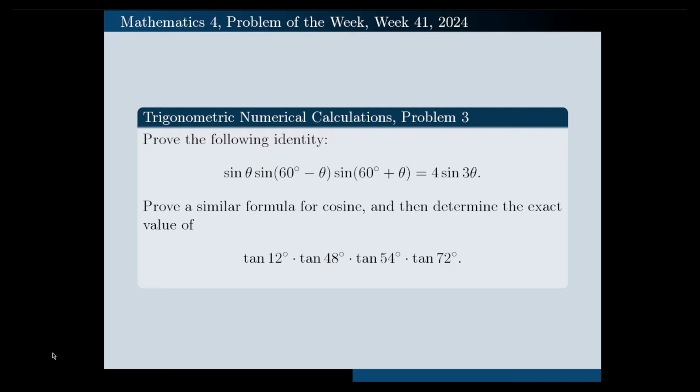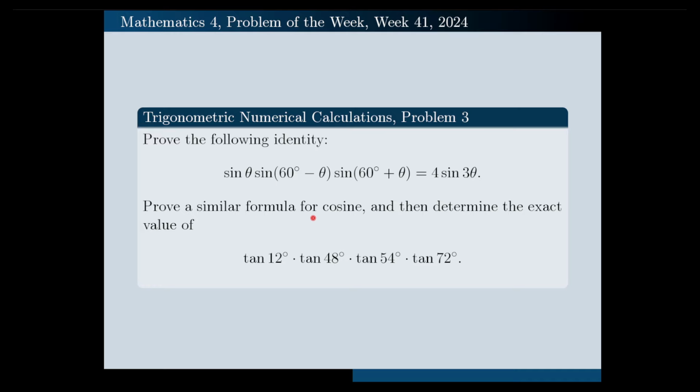Hello, in this video I'm going to solve the following problem for you, which is a problem on the topic of trigonometric numerical calculations. Prove the following identity: sine theta times sine of 60 degrees minus theta times sine of 60 degrees plus theta equals one quarter of sine 3 theta.